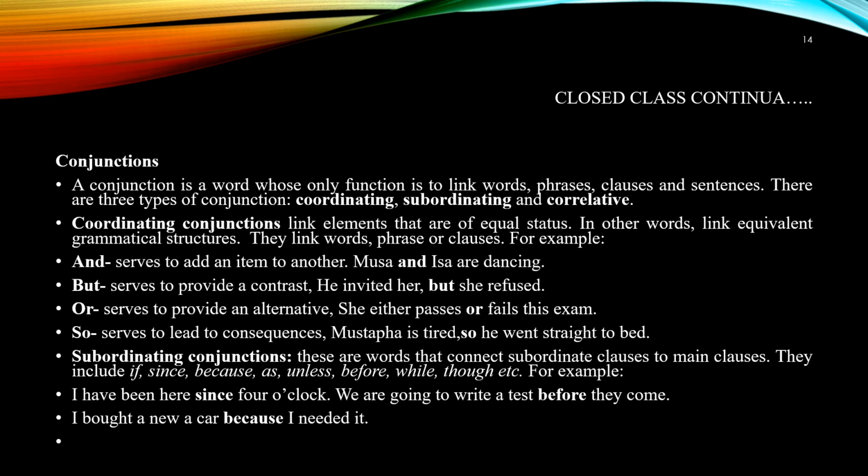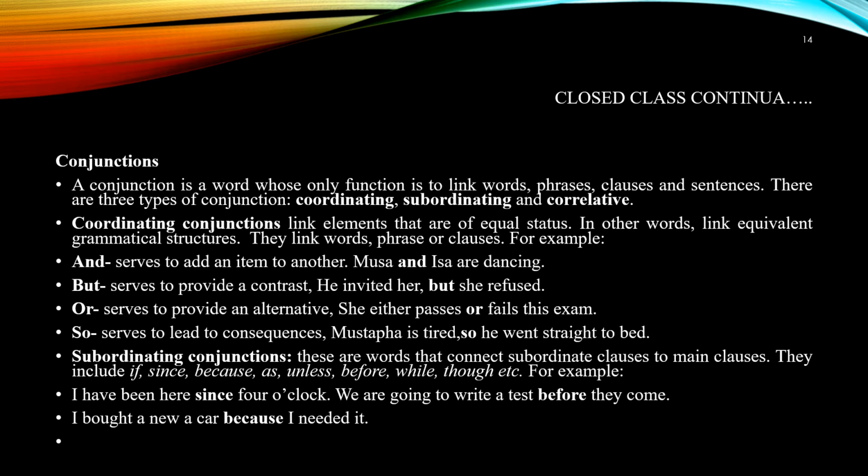Let's start with the first one. Coordinating conjunctions link elements that are of equal status or rank. In other words, they link equivalent grammatical structures. They link words, phrases, or clauses. For example, and serves to add an item to another. For example, Musa and Isa are dancing. So you can see Musa, Isa are words that are of equivalent, of the same category, of the same rank.